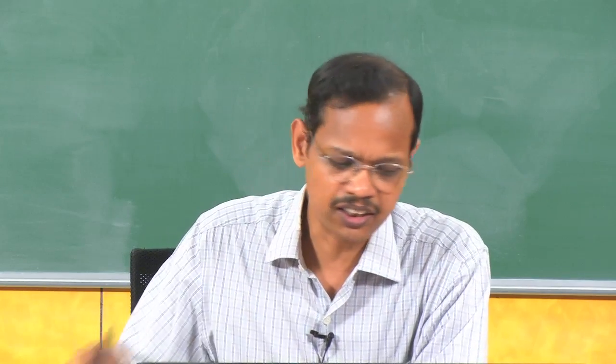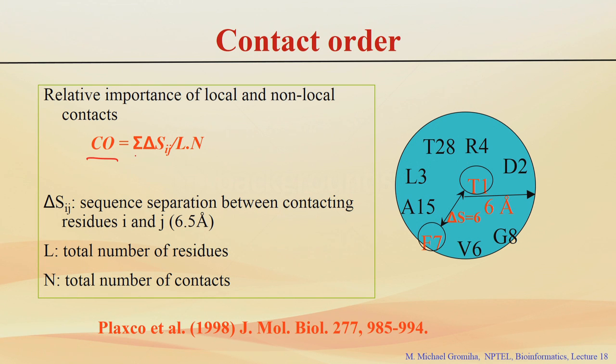If you see the contact order, it is given as sigma delta S of ij, where delta S of ij is the sequence separation. For example, here T1, the first residue, and F7. What is the sequence separation? 6 residues. Likewise we add up for all the residues and normalize with L and N, where L is the total number of residues and N is the total number of contacts.